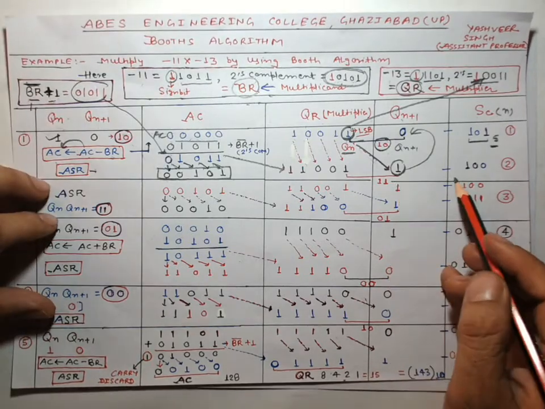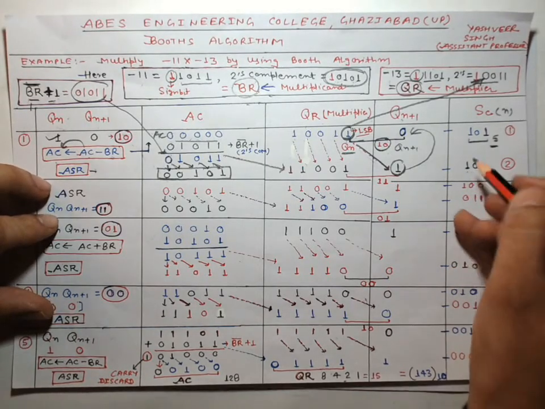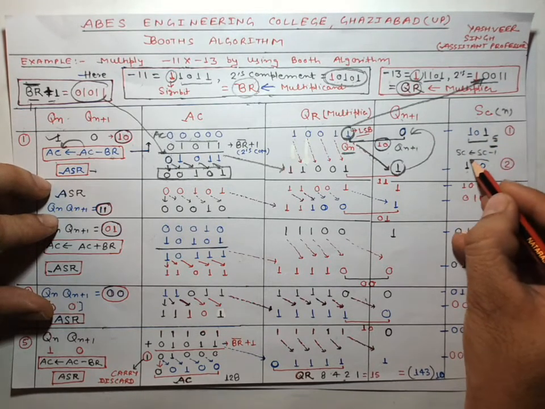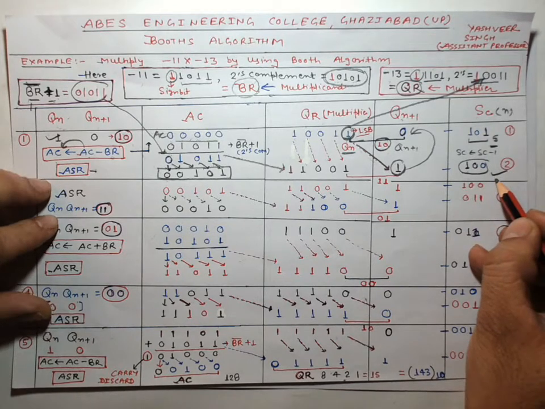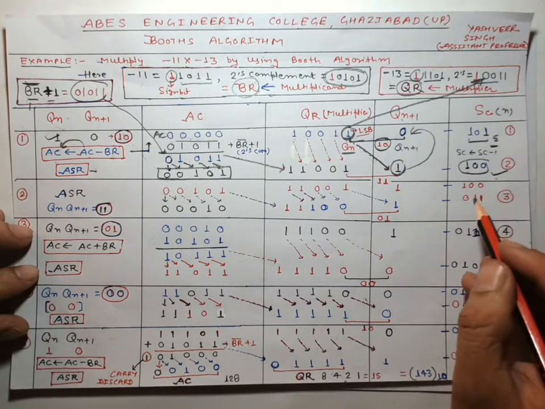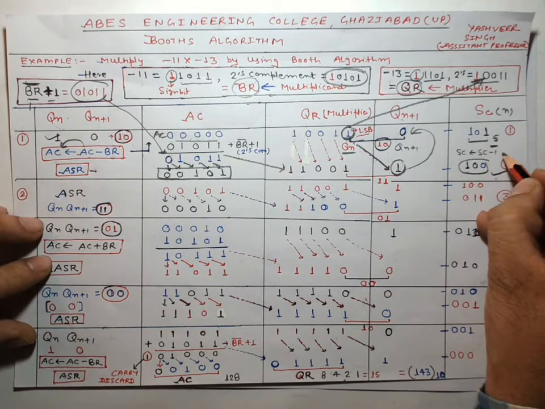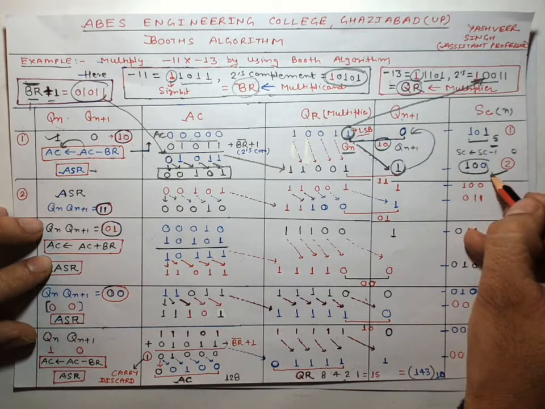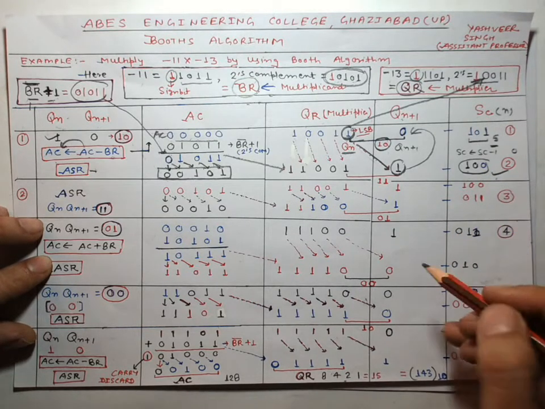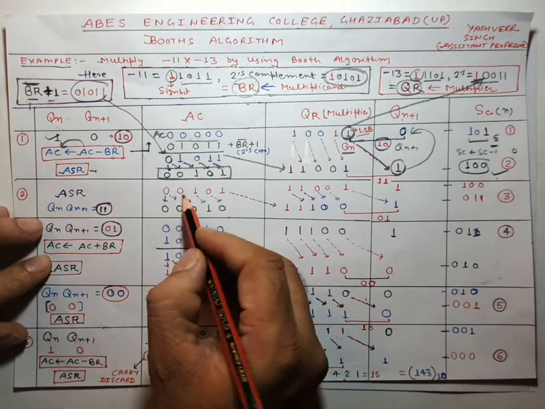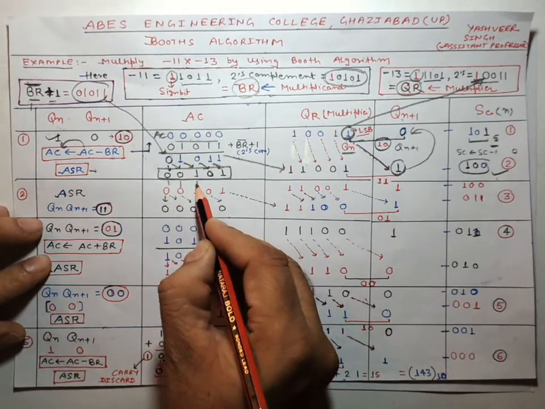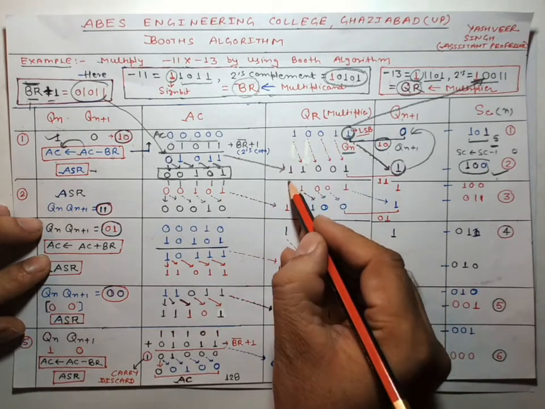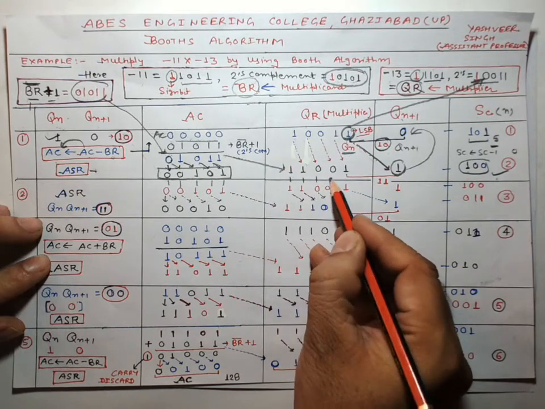Okay, and after that, sequence counter minus 1. It means that 5 minus 1 equals 4. This is the first step. We will go on until the sequence counter becomes 0, and then we will go to the next step. Now new AC is 00101, and the new QR is 11001.